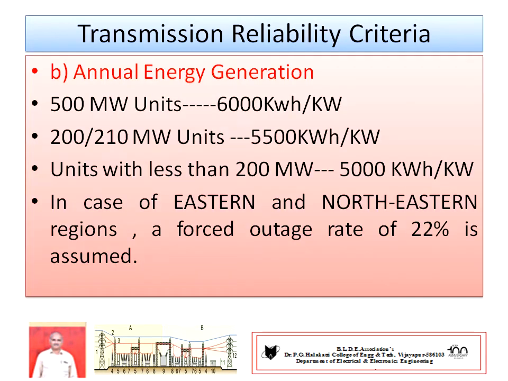Then second case or B point, annual energy generation. 500 megawatt units, it is given by 6000 kilowatt hour per kilowatt. 200 or 210 megawatt, it is 5500 kilowatt hour per kilowatt. Units with less than 200 megawatt, that is 5000 kilowatt hour per kilowatt. In case of eastern and northeastern regions, a forced outage rate of 22% is assumed.